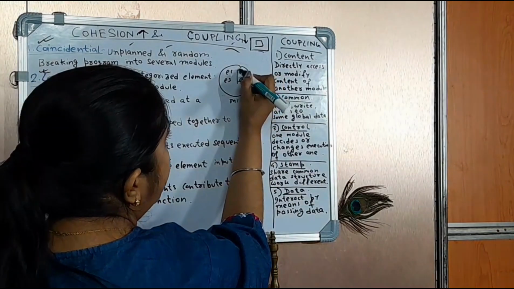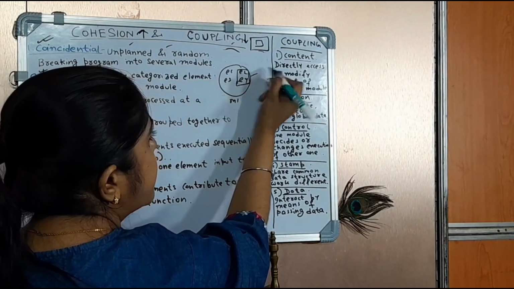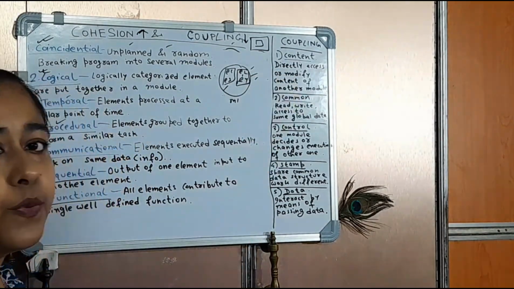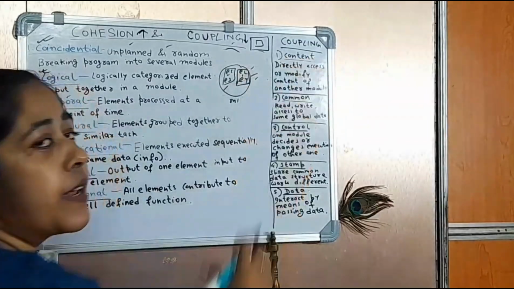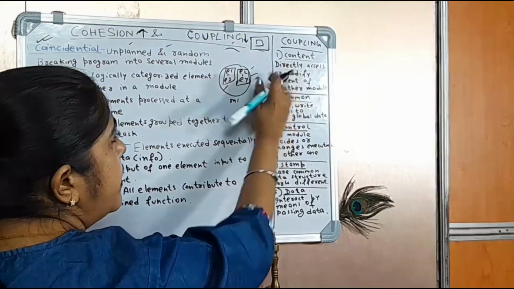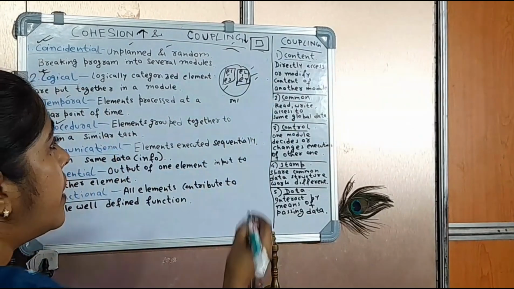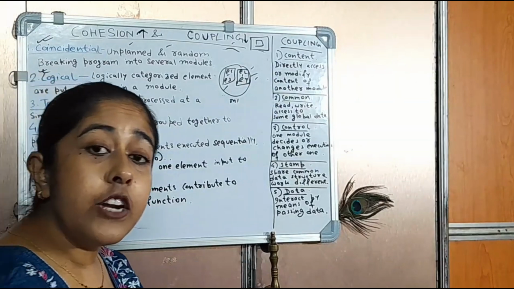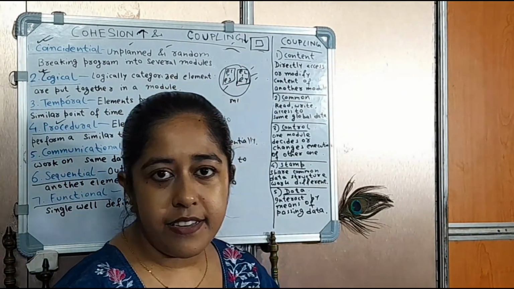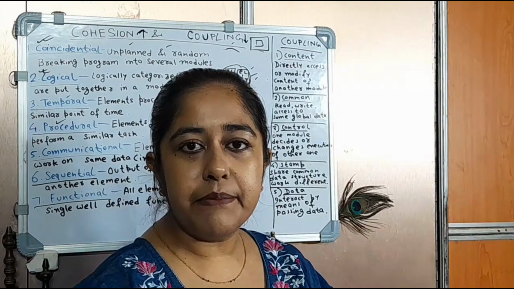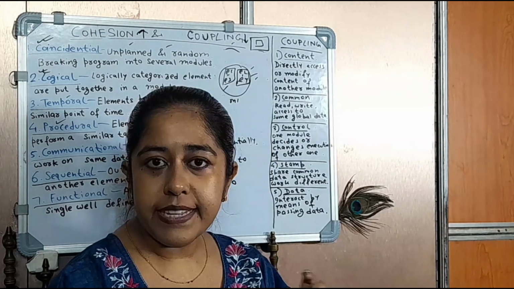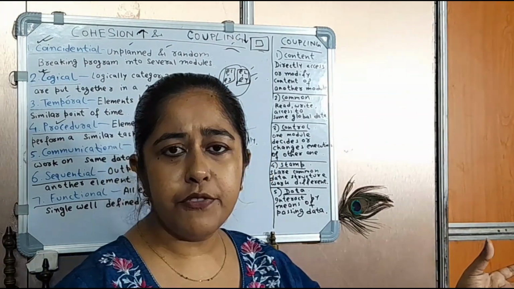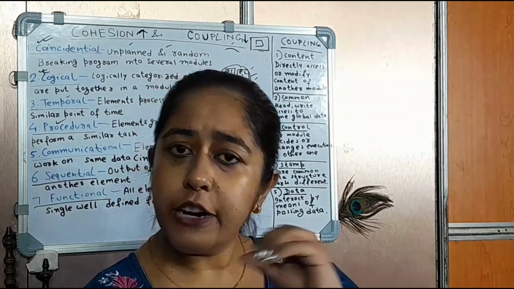Suppose E1, E2 and E4 are performing some task and the others are performing another task. So the interdependability between these two and these two, they are grouped individually. So the interdependability between those elements in a module which are doing a similar kind of task. Okay, same task, they are performing the same task. So those elements are grouped together in a module. Different elements are working at different times, doing different tasks.